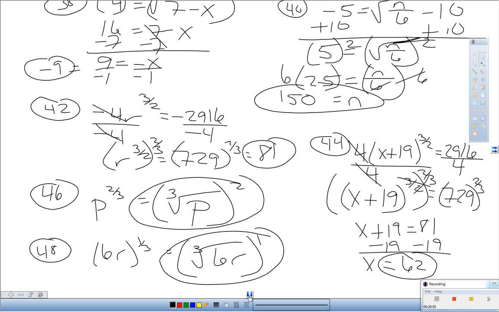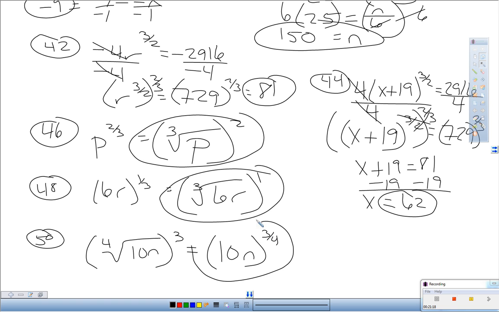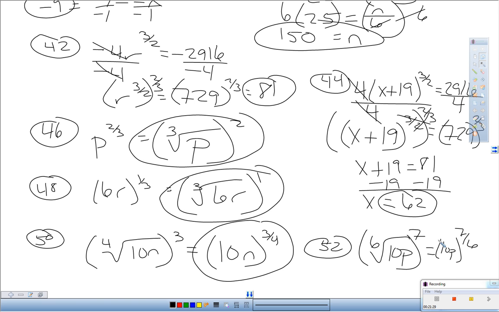All right, for number 50, I'm going backwards now. I've got the 4th root of 10n to the 3rd. And so here's what I'm going to do. I'm going to write this right quick, and I'm going to have 10n to the 3/4. All right, for 52, I'm going to rewrite the 6th root of 10p to the 7th power. Rewrite that as 10p to the 7 over 6. So for all of those, make sure that you rewrite them as those. I don't want you to miss those problems on the test tomorrow.